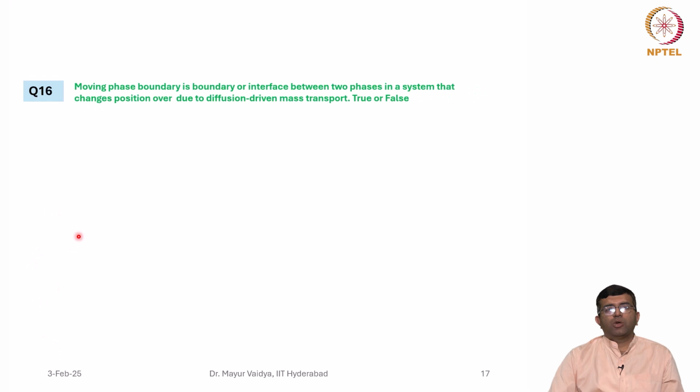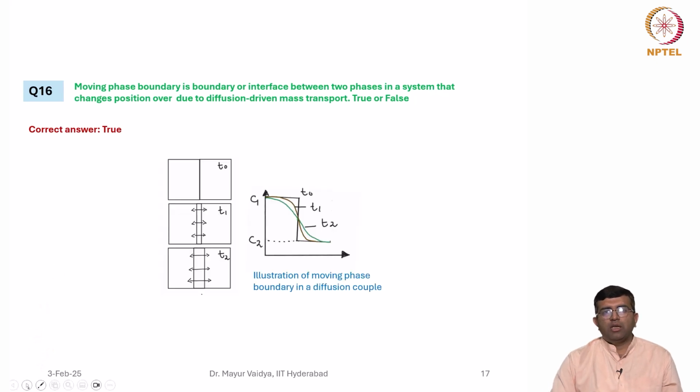Moving ahead, question number 16: a moving phase boundary is a boundary or interface between two phases in a system that changes position over time due to diffusion driven mass transport. True or false? This is true. This is how the moving phase boundary is defined. Basically, we saw, for example, in the case of interdiffusion, this boundary or interface as the new phases develop. So, the interface keeps changing its position as a function of time.